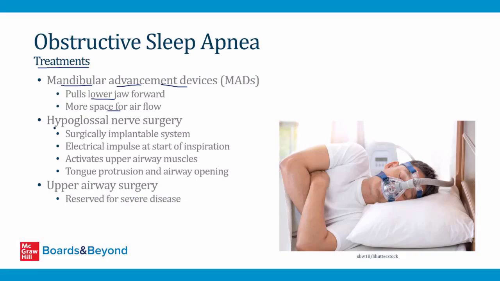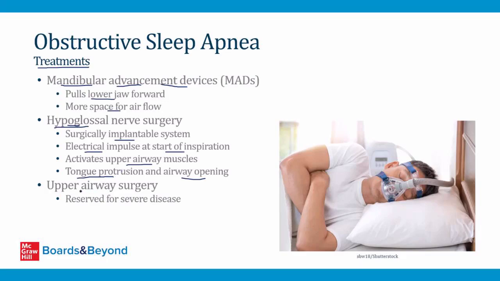Another treatment option is hypoglossal nerve surgery. So this involves a surgically implanted system that delivers an electrical impulse to the hypoglossal nerve at the start of inspiration. So why is this helpful? Well, the hypoglossal nerve supplies a number of upper airway muscles. And so this electrical signal opens up the airway. It also makes the tongue protrude a little bit, and this helps improve breathing during sleep.